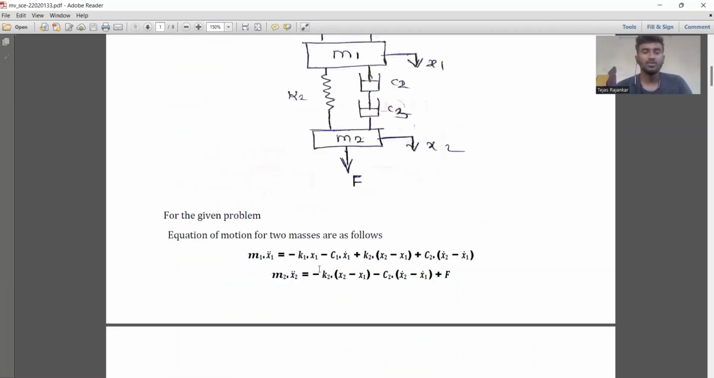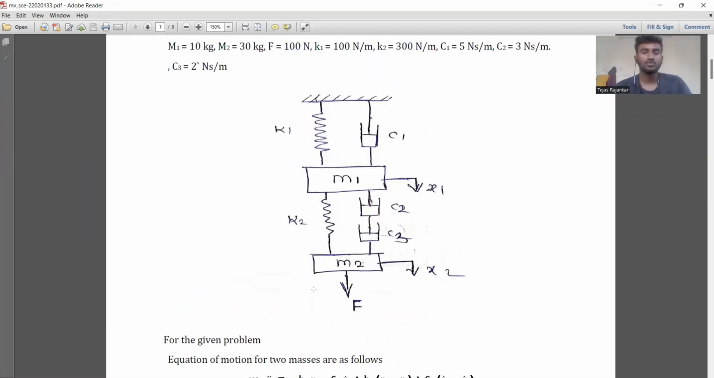So this is my equation, which is m1 x1 double dot equals minus k1 x1 minus (c2 minus c1) x1 dot plus k2 (x2 minus x1) plus c2 (x2 dot minus x1 dot), and the second equation is m2 x2 double dot equals minus k2 (x2 minus x1) minus c2 (x2 dot minus x1 dot) plus F. So this was the equation.